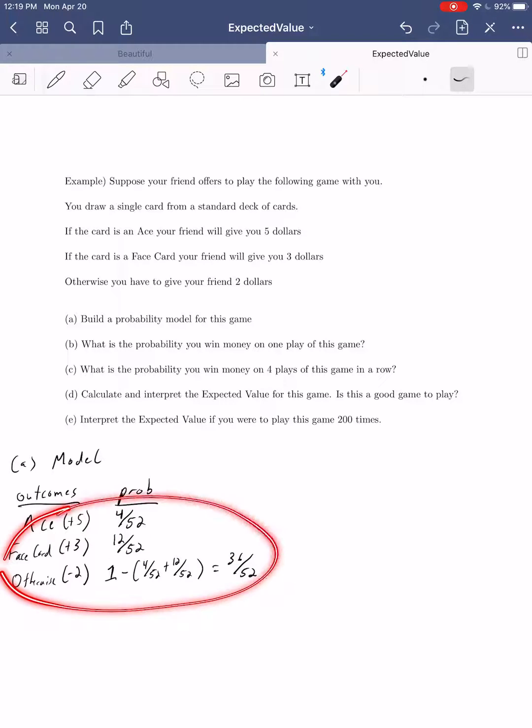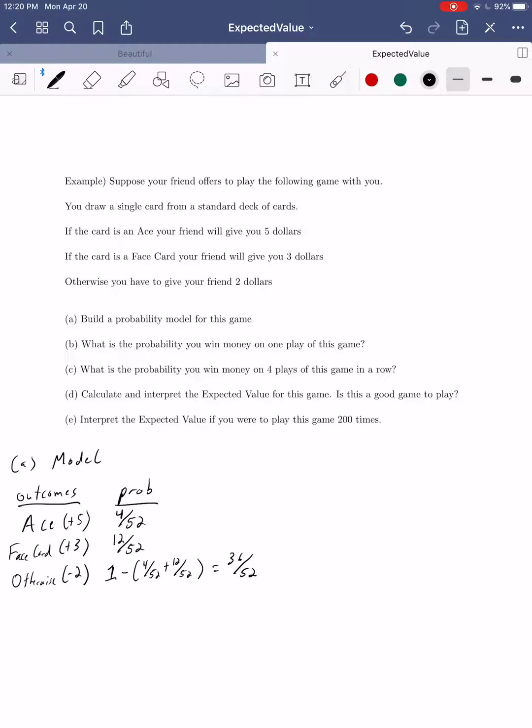So that really is a probability model. So we got a 4 out of 52 chance that we win $5, a 12 out of 52 chance that we win $3, and a 36 out of 52 chance that we lose $2. All right, now let's answer some probability questions.